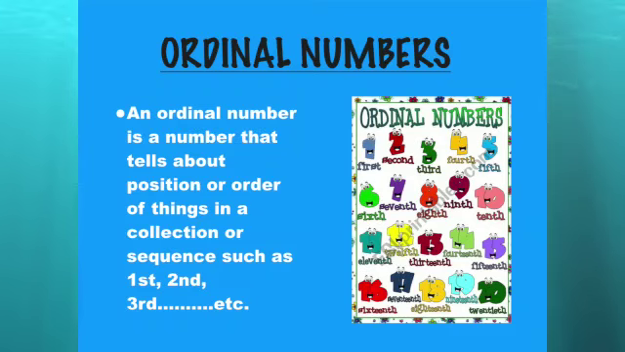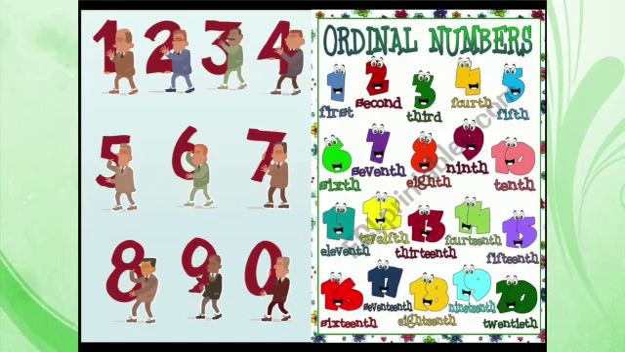An ordinal number is a number that tells us about the position or order of things in a collection or sequence, such as first, second, third, fourth, fifth, sixth, seventh, and so on. I repeat once again. 1, 2, 3, 4, 5 and so on are cardinal numbers. First, second, third, fourth are known as ordinal numbers.